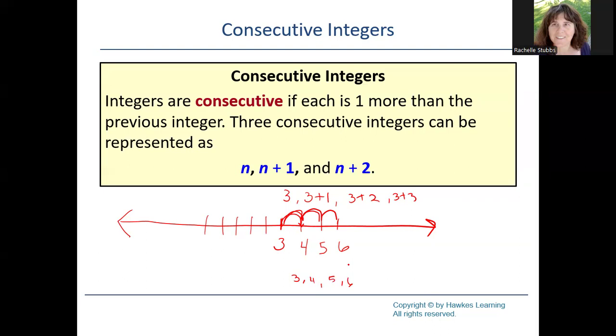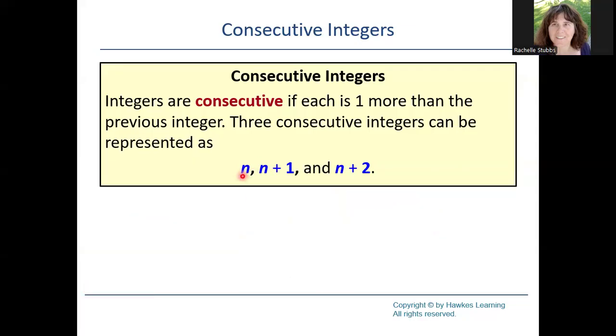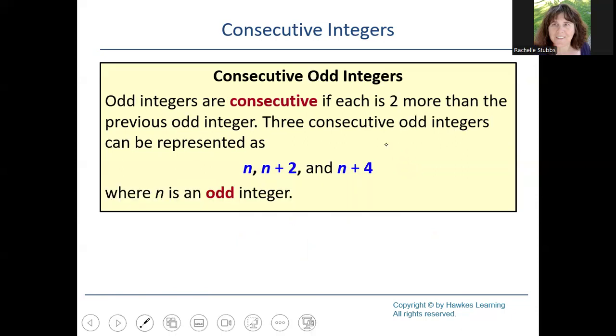So you notice wherever you start, the next one is plus 1. The one after that is plus 2 from the original starting point. The one after that is plus 3 from the original starting point. And you can imagine how it goes on, plus 4, plus 5, plus 6. And so when we think of consecutive numbers, they are always going to start out as n, n plus 1, and n plus 2. If we needed to have 4 consecutive numbers, our next one would be n plus 3. So that's how consecutive numbers work.